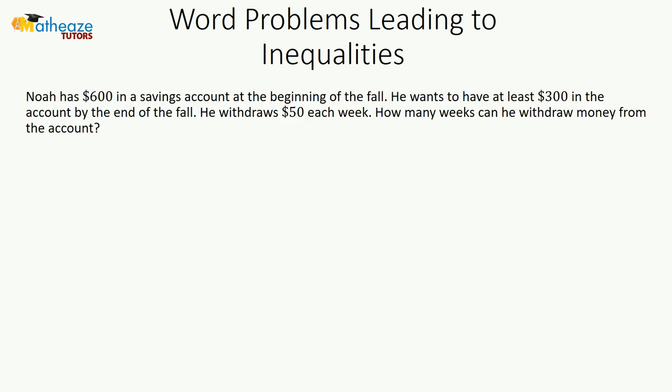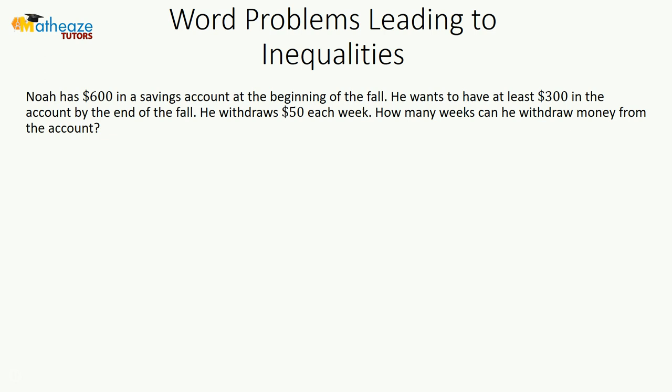So let's look at the first word problem. It says Noah has $600 in a savings account at the beginning of the fall. He wants to have at least $300 in the account by the end of the fall. He withdraws $50 each week. How many weeks can he withdraw money from the account?